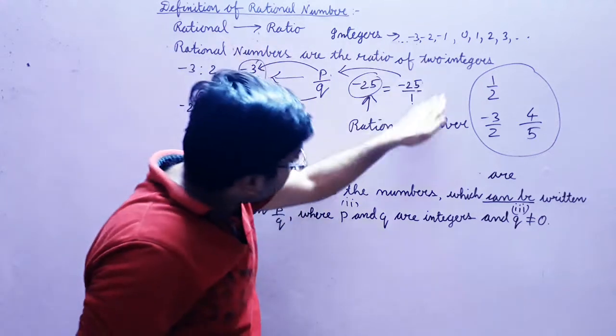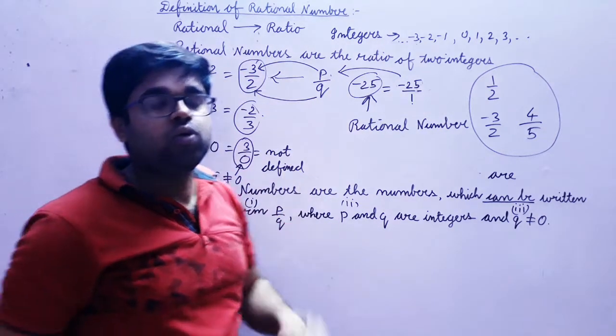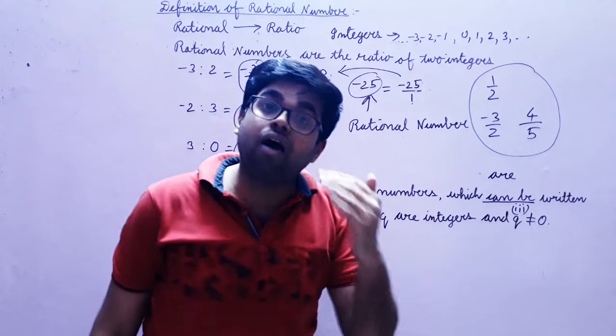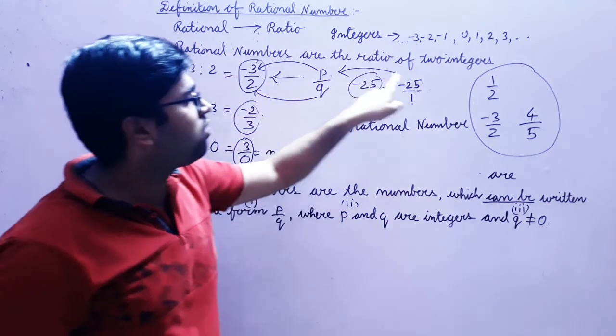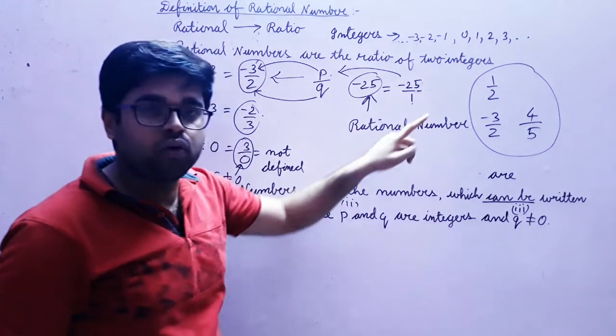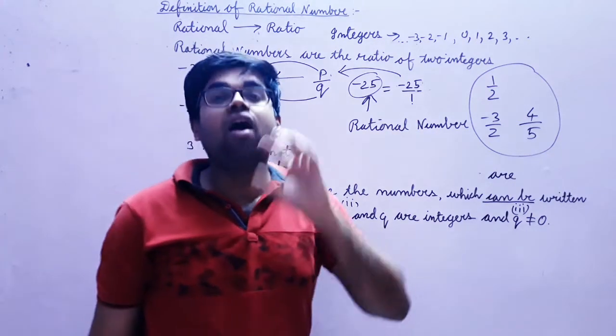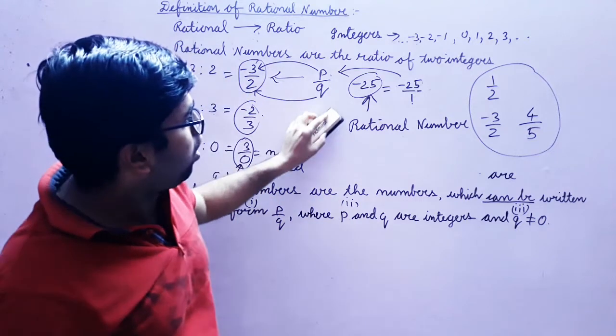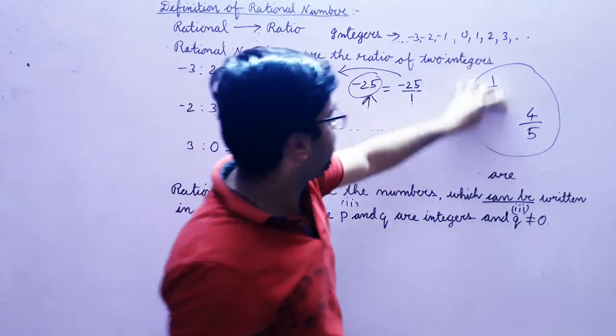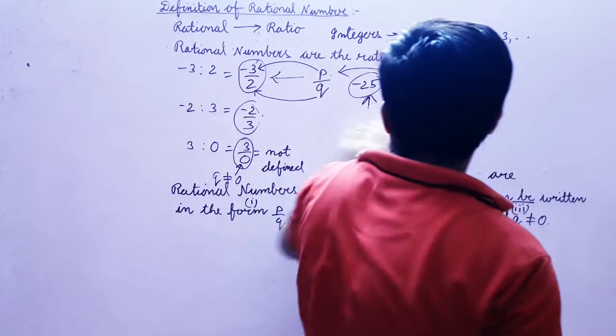Even if it can be written in the form of p by q, then also we'll call it a rational number. Here for example, minus 25 we have written in the form p by q, so we'll call it a rational number.